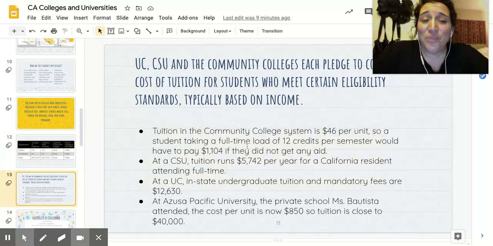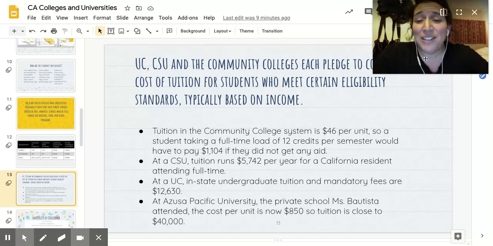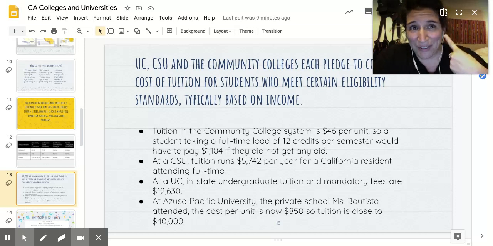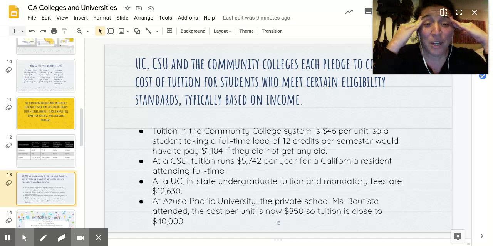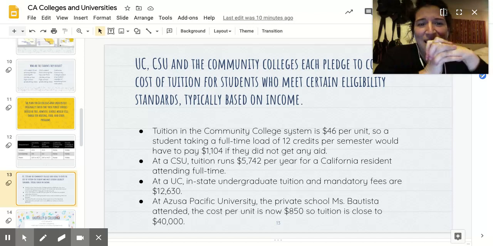Now, UCs, CSUs, and community colleges each pledge to cover the cost of tuition for students who meet certain eligibility standards, typically based on income. What does this mean? That means if your parents make less than $40,000, which is what mine did in high school, so that's why I'm throwing out that number, then if the school costs $40,000, you basically get to go there for free.